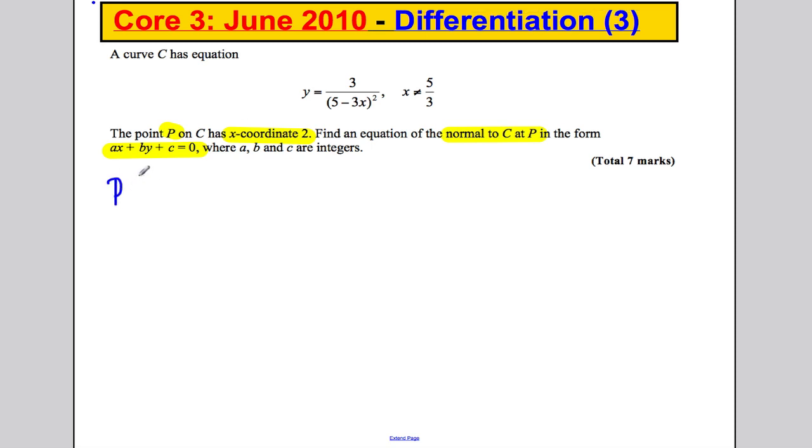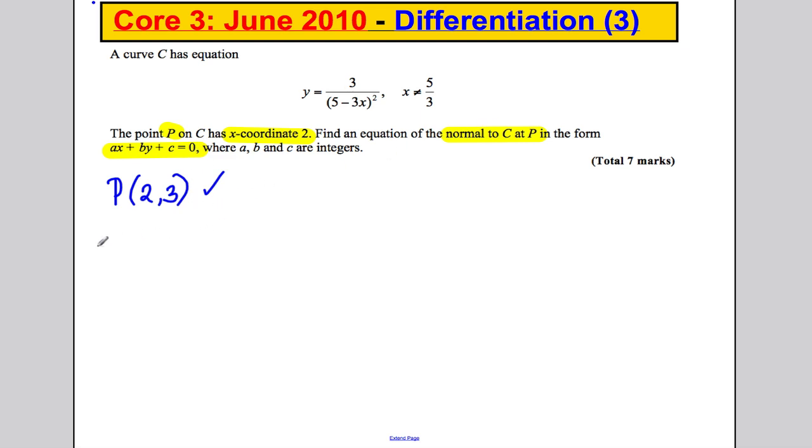P has x coordinate 2. What's the y coordinate? Well, you substitute 2 into this equation. So on the bottom, you get 5 subtract 3 times 2, which is 5 subtract 6, which is -1 squared. -1 squared is 1, so you get 3 over 1, which is simply 3. So we've got a mark for finding the y coordinate there, I'm sure.